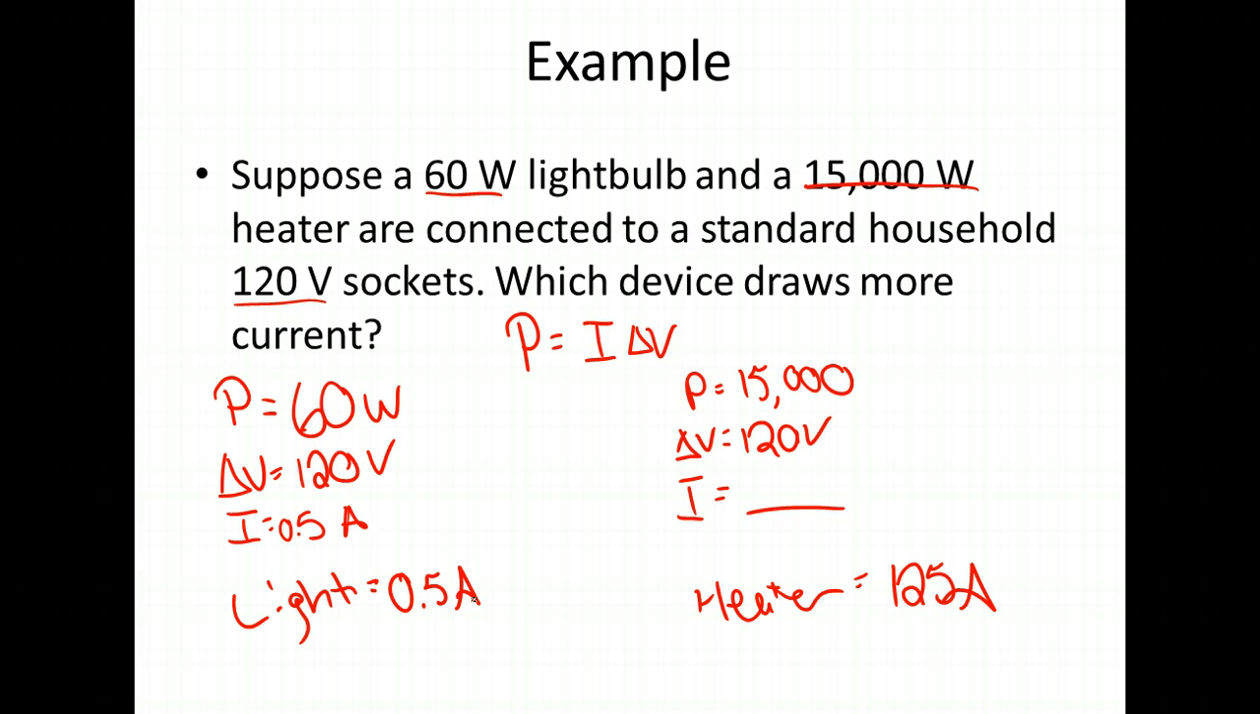Ned confirm? Gabe confirm? Light bulb was 0.5 and then heater, what'd you get, Gabe? Oh, okay. Fair enough, take your time. 125. Good. Right? And this is why when you plug in devices like heaters, because their power usage is so great, they draw a lot more current from that circuit.